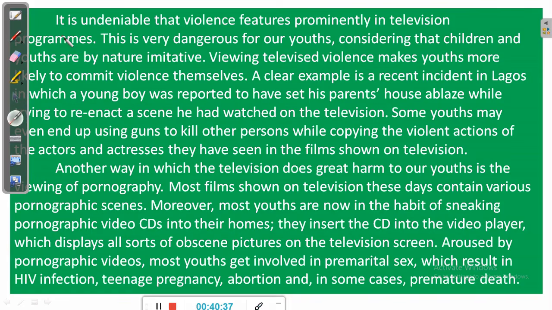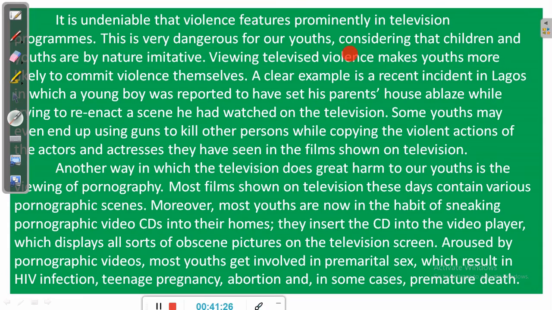Paragraph 2, we now take point 1, which in our outline is violence. And then we start with a topic sentence. And we say, it is undeniable that violence features prominently in television programs. Once we have stated our main point, the remaining sentences in that paragraph will be to support what we have declared. That means all other sentences should be supporting details that present evidence to back up the point we have raised. And so let's begin to do that.